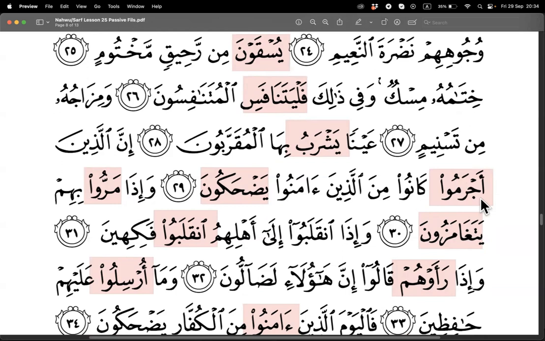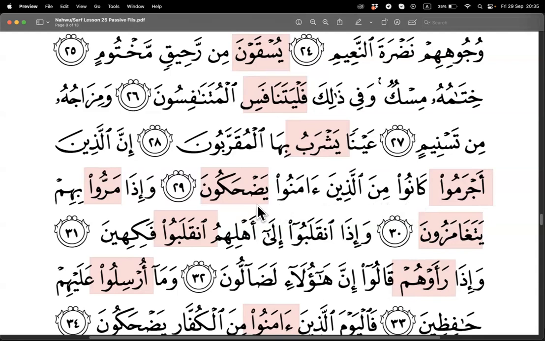Ujrimu, this one is fi'il madi, and then it is ma'lum. Fi'il madi ma'lum, and then the dhamir is hum. If it was majhul, what would it sound like? This one will be ujrimu. Very good. Next one.